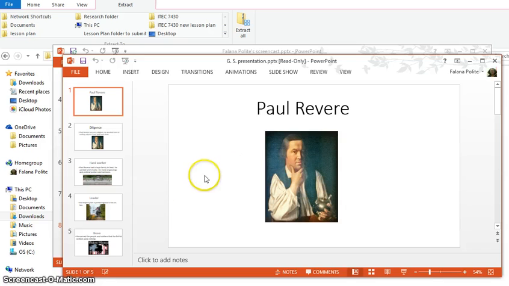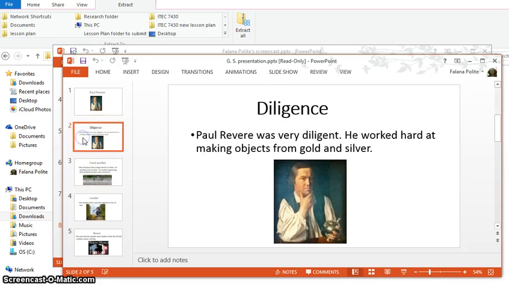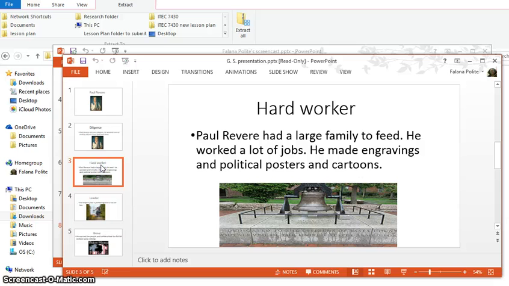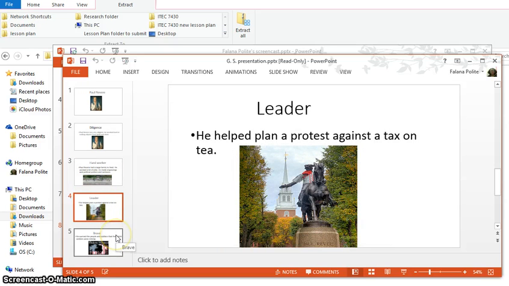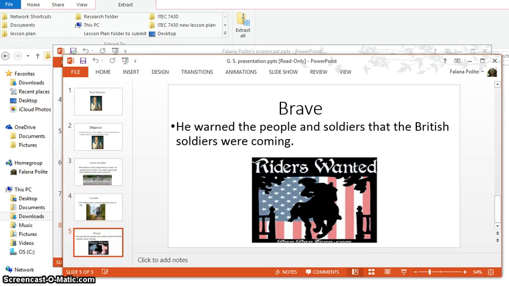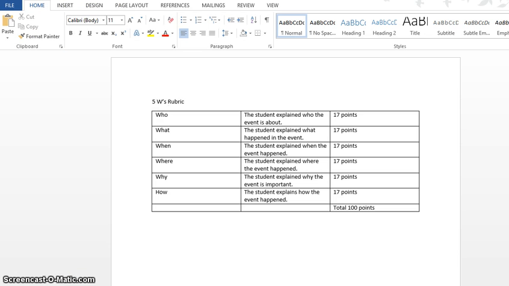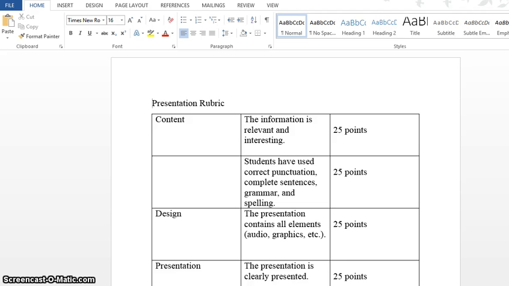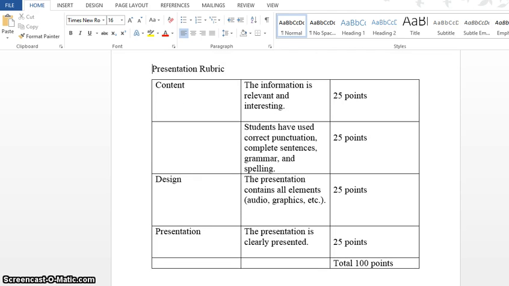This is one PowerPoint presentation that one student completed in the class. The students had to not only put together a PowerPoint presentation, but they also had to use photos from Flickr. This is one rubric used. This is the presentation rubric that was used.